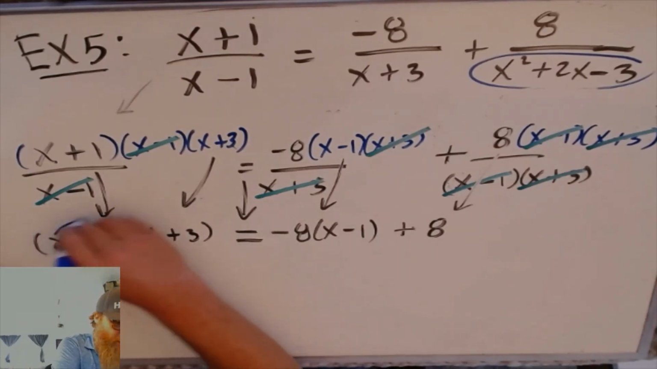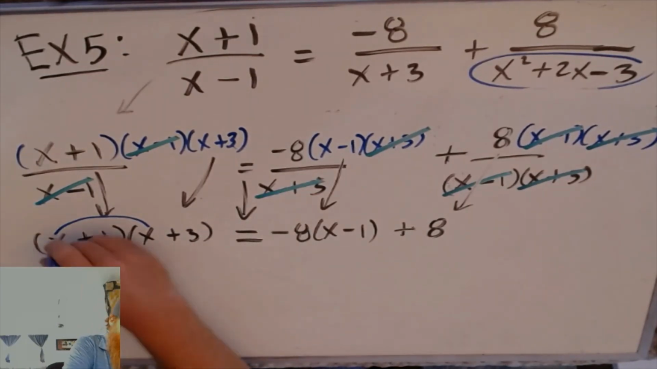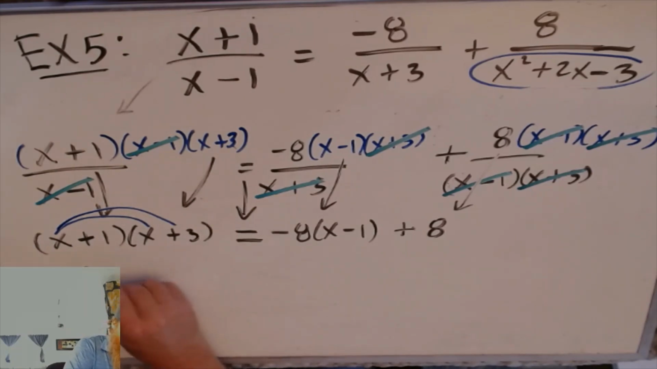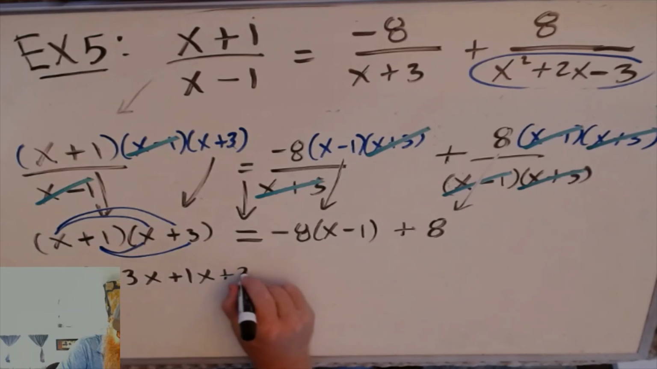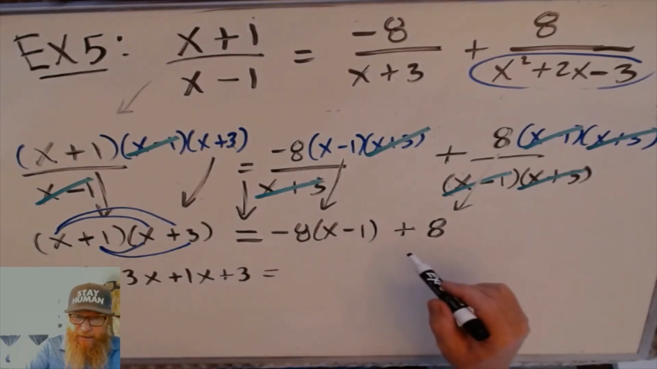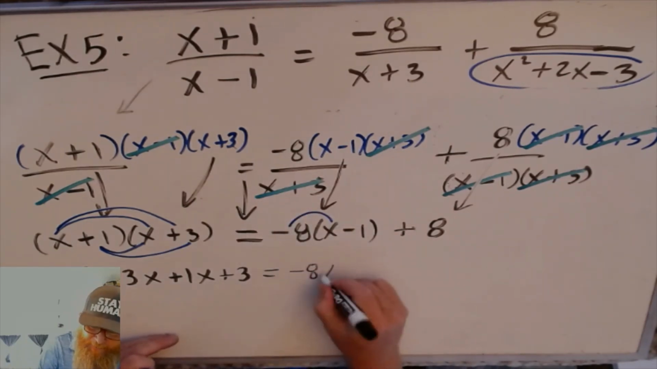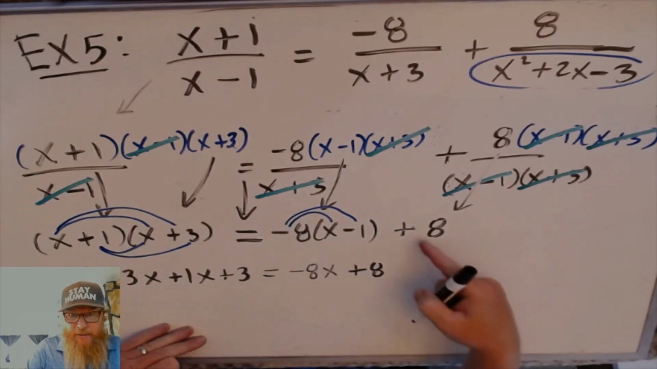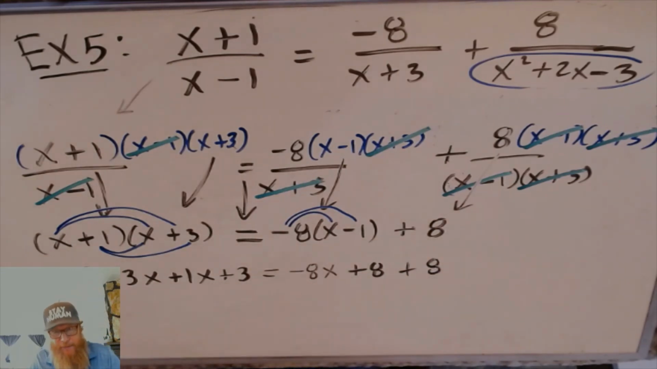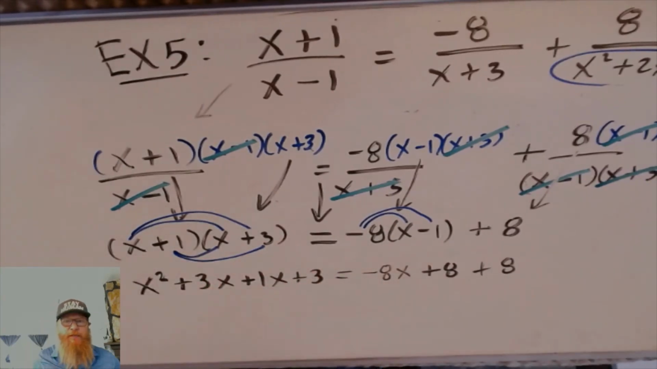I'm no exception. X times x is x squared. Then we have x times 3, that's 3x. I don't know why I'm doing it this way, but whatever. 1 times x is 1x. And 1 times 3 is 3. We're almost done. Negative 8 times x, negative 8x. Negative 8 times negative 1 is positive 8. And then bring down the other positive 8. You can't see that, I'll slide it over, and there you go. Now you can see that.